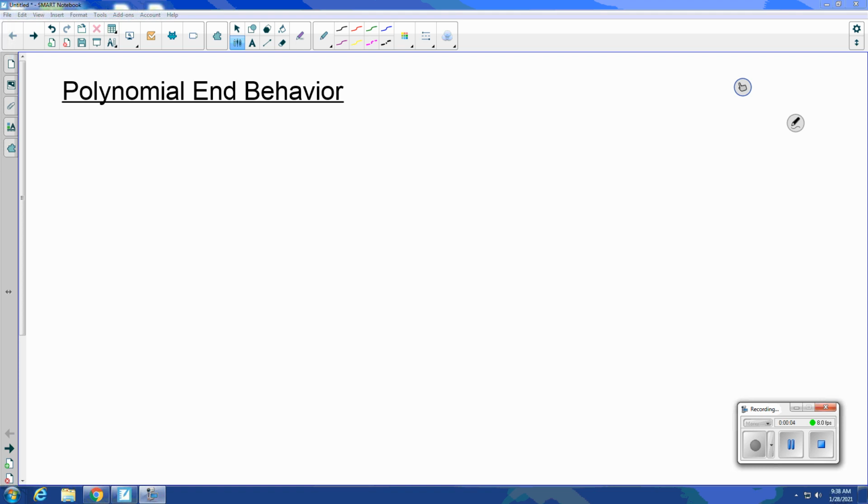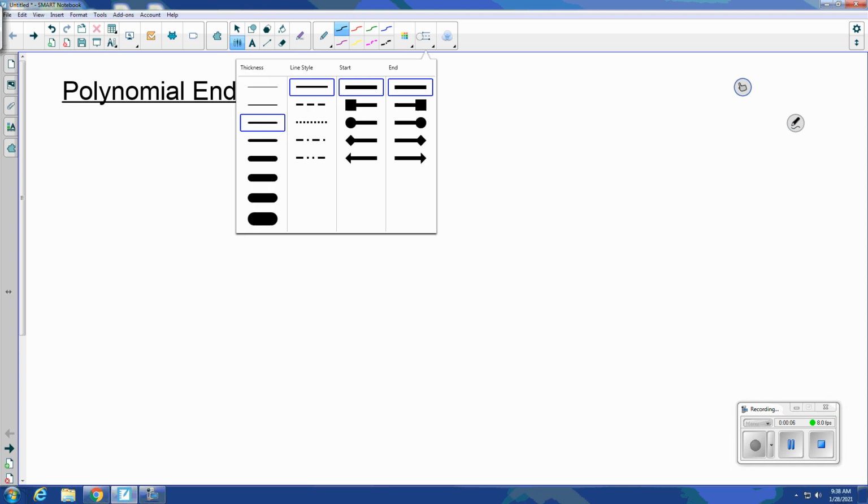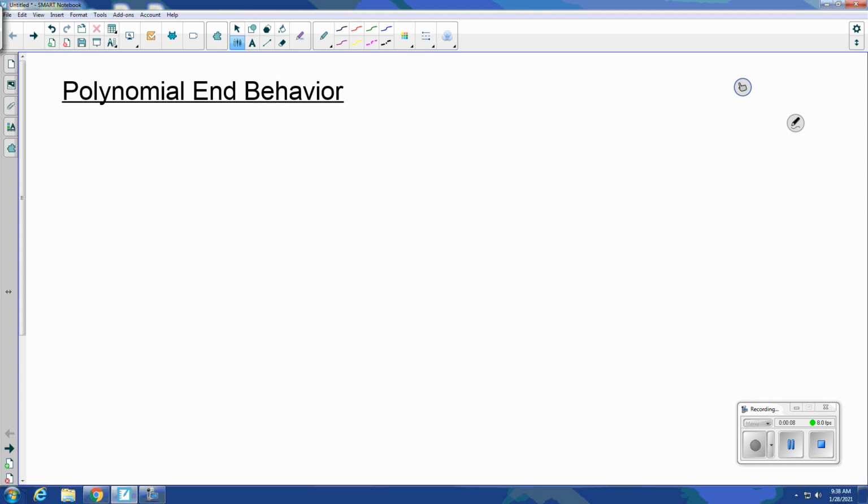Polynomial end behavior. We know a polynomial is a monomial term or multiple monomial terms held together through addition or subtraction. So we might have some term ax to the n as a standalone monomial term, or we could start adding additional terms. So we could put a subscript here. We could say something like this, and this keeps going in theory till we get to some constant term.